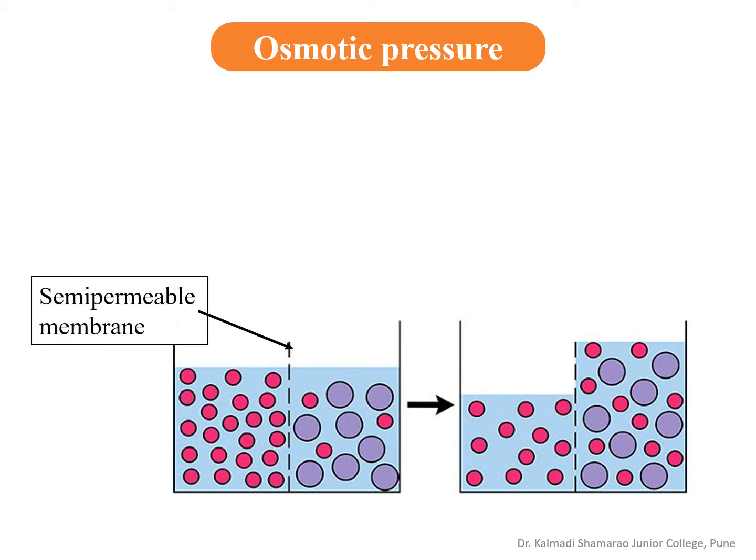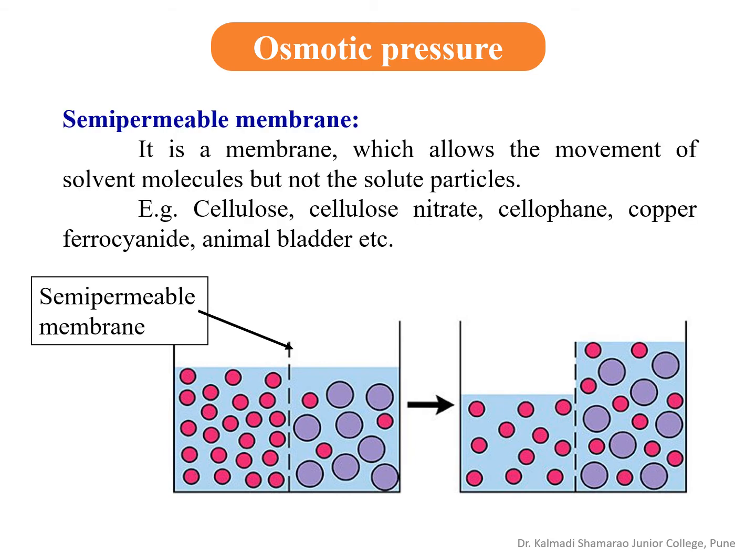Now what is a semi-permeable membrane? It is a membrane which allows the movement of solvent molecules but not the solute particles. For example, certain substances such as cellulose, cellulose nitrate, cellophane, copper ferrocyanide are used to make semi-permeable membrane. Natural membranes such as vegetable and animal membranes such as animal bladder can be used as a semi-permeable membrane.